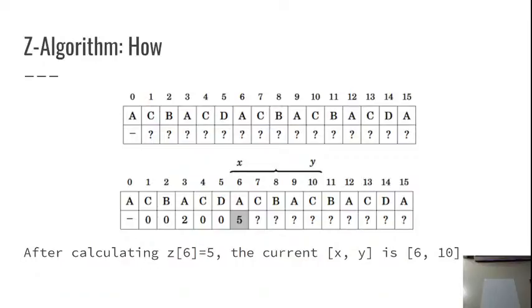So our challenge then becomes, can we calculate the Z array in linear time? If so, then our time complexity trivially becomes whatever the length of that concatenated string is, which we know to be O of n plus m.